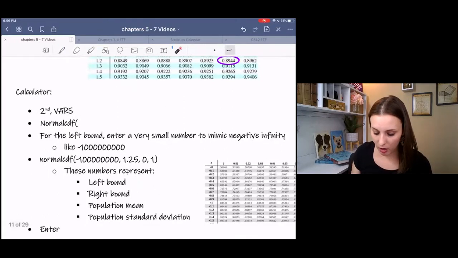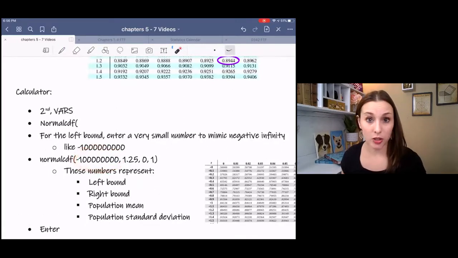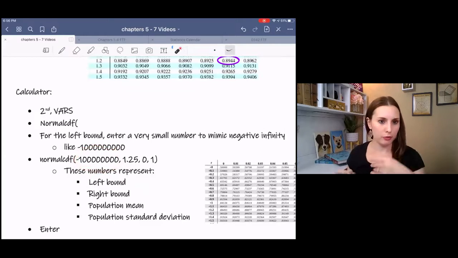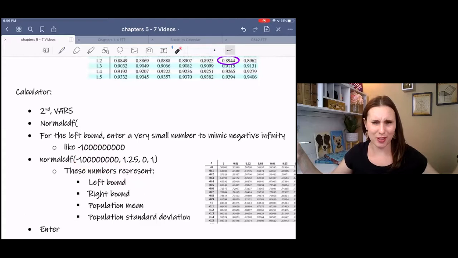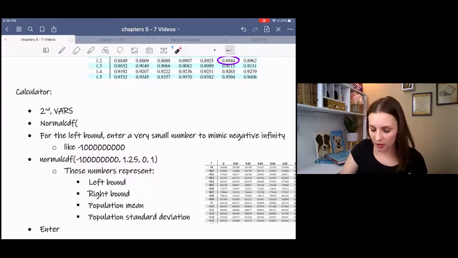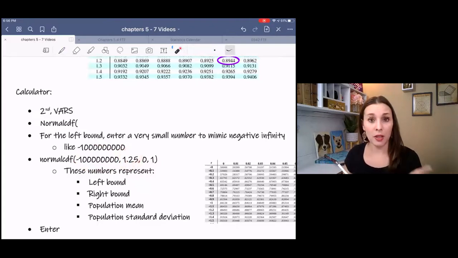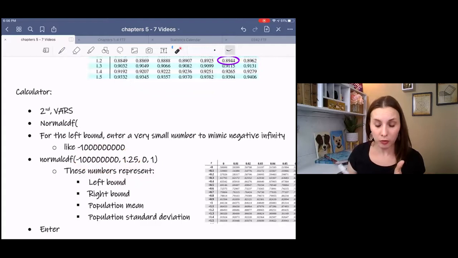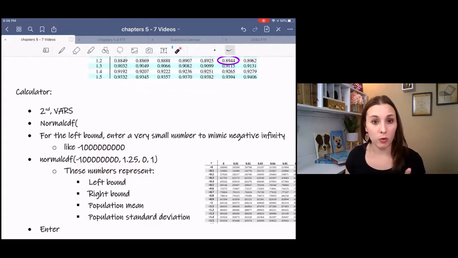We've got a left bound, is what it's called. I put -1 and then a really long, really big negative number, I guess small in this case. It's really, really small. Left bound. And then this is my right bound. I'm stopping at a z-score of 1.25 with a mean of 0 and a standard deviation of 1. So you're putting in 4 values there.